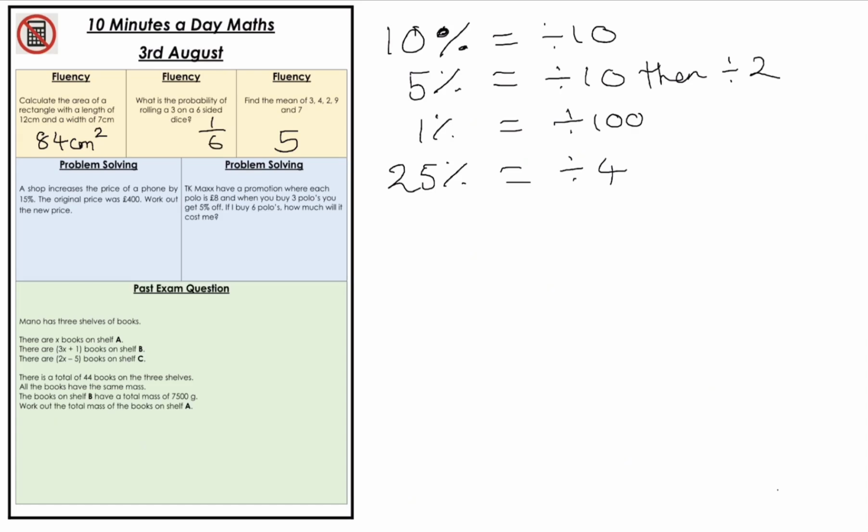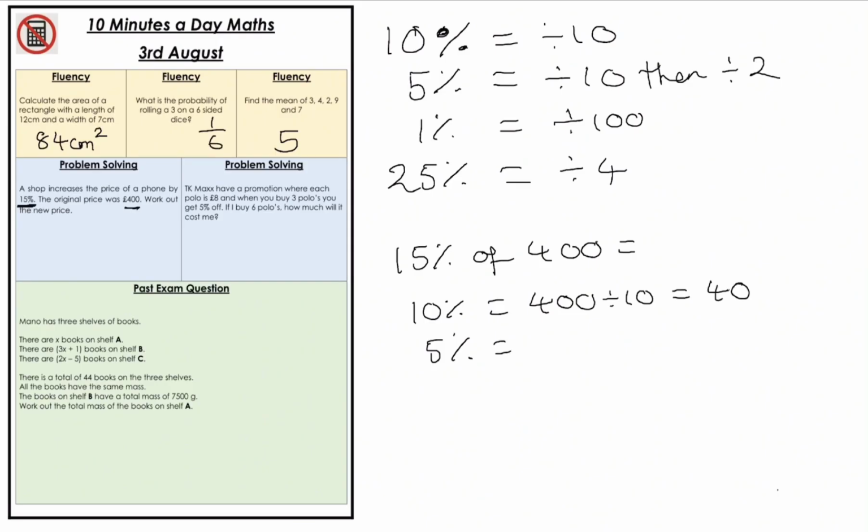So if we look here, a shop increases the price of a phone by 15%. The original price was 400. Work out the new price. So we need to find 15% of 400 and then add them together. So we're finding 15% of 400. Now I'm going to break it down into 10% and 5%. So 10% means I'm doing 400 divided by 10, which gives me 40. And then 5% is 400 divided by 10 and then divided by 2, which gives me 20, because I've already got my 10% there, so I'm just going to divide it by 2. Now I'm going to add both of them together, which means 15% of 400 is 60.